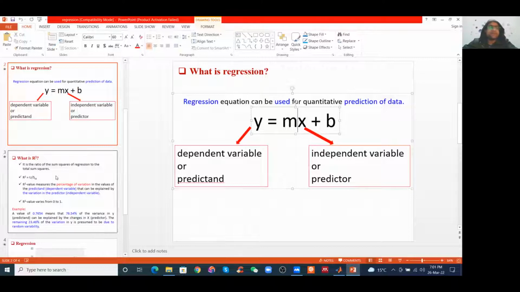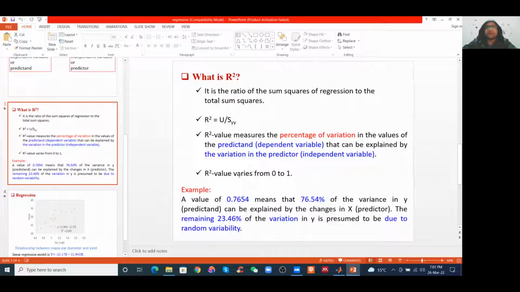This is the regression. So R square is between 0 and 1, the percentage of variation. So for example, if you get an R square value like 0.7654, what does it mean? You need to explain, isn't it? It means the percentage of variation. If we multiply it by 100, then you will get 76.54%, isn't it?